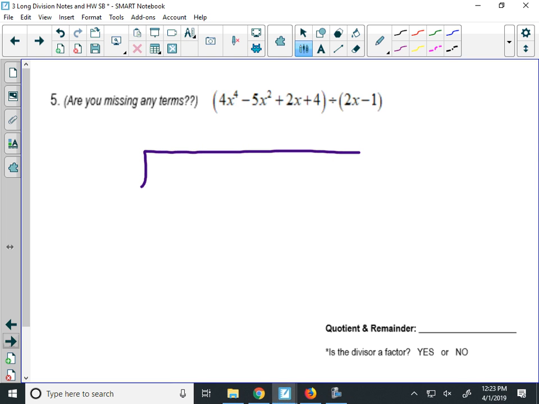We're going to write our little long division bar. We have to write the 4x to the 4th, but in order to use this method, you have to put a placeholder in for the cube. So we have to do plus 0x cubed, then minus 5x squared plus 2x plus 4. Why? Because 0 is just a placeholder. We have to visually have it there in order to follow the algorithm, which is the pattern, the recipe to do long division. So you have to put the placeholder.